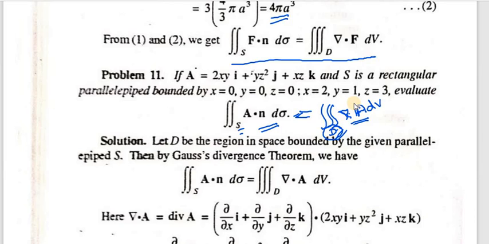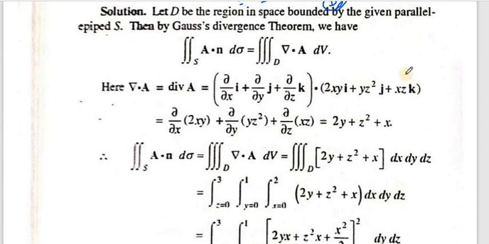If D is the region bounded by S, then the limits of integration of D are: x varies from 0 to 2, y varies from 0 to 1 and z varies from 0 to 3. This is the limit of integration of D, and the divergence of A is a simple quantity.